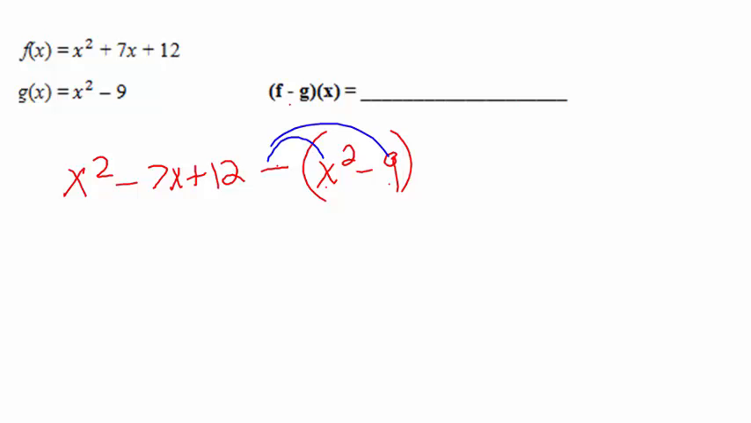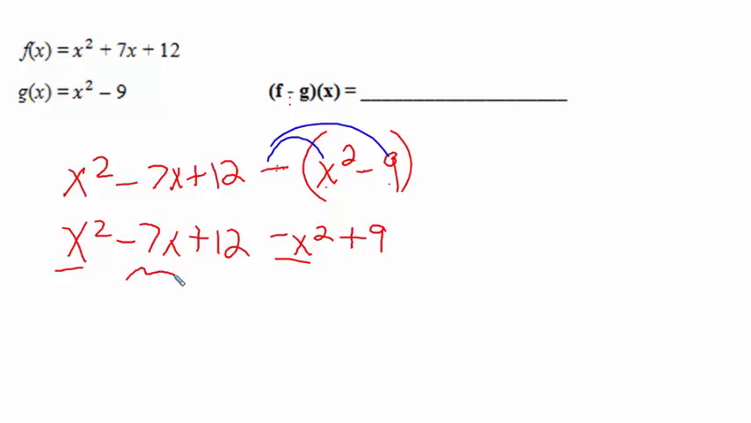So if I rewrite this now, the first three terms don't change, but the last two terms are minus x squared and now plus 9. A very common mistake when people are subtracting a function is to forget to distribute the subtraction through all the terms in the function. But now it's just a matter of combining your like terms. The x squared and the negative x squared make 0. The negative 7x doesn't combine with anything. And then a positive 12 and a positive 9 is a positive 21.